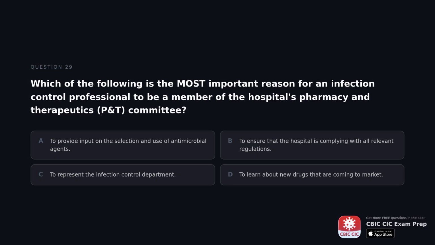Which of the following is the most important reason for an infection control professional to be a member of the hospital's Pharmacy and Therapeutics, P&T, Committee? A. To provide input on the selection and use of antimicrobial agents. B. To ensure that the hospital is complying with all relevant regulations. C. To represent the infection control department. D. To learn about new drugs that are coming to market.